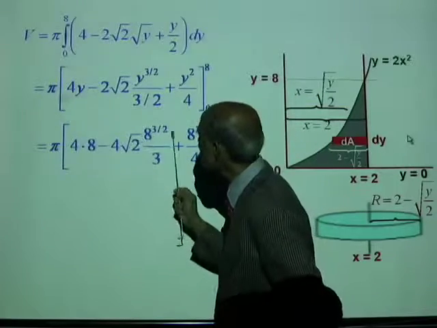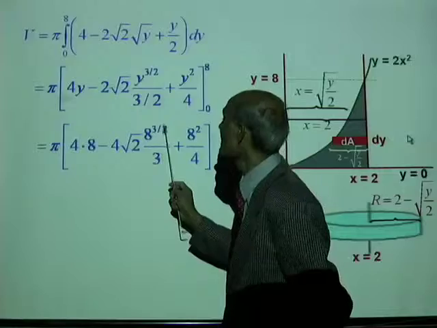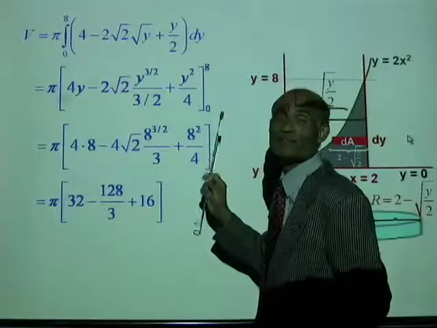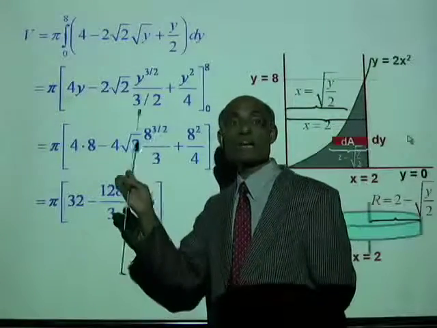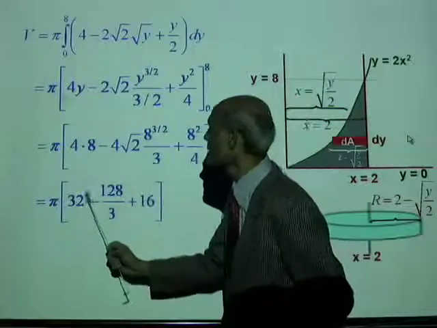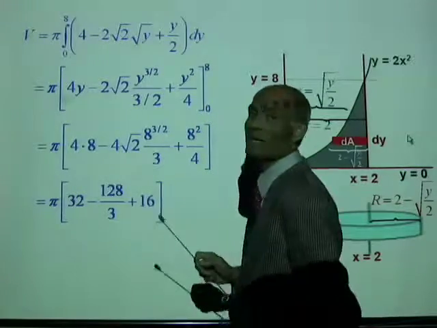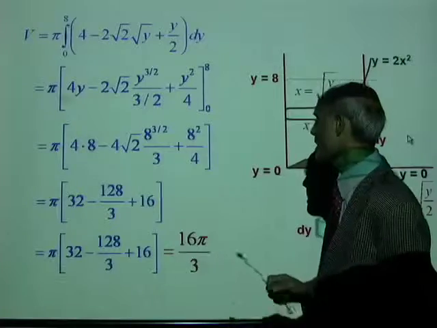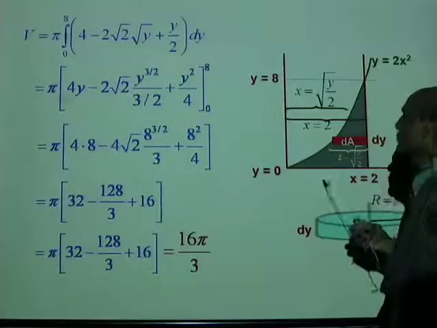Now tell me, what is 8 to the power of 3 over 2? Well, that will be actually the square root of 8 raised to the power of 3, or 8 raised to the power of 3 and take the square root of that. That is 8 to the power of 3 over 2. Or you can put it on the calculator. And put this all on your calculator. That will give you 4 times 8, 32, minus 128 over 3, plus 16. And simplify that again. That is 16 pi over 3, the volume generated when this area is revolved about the line x equal to 2.